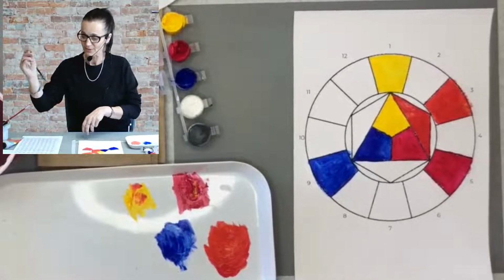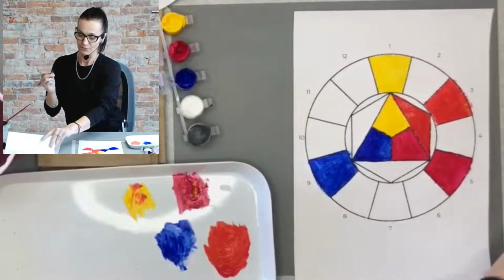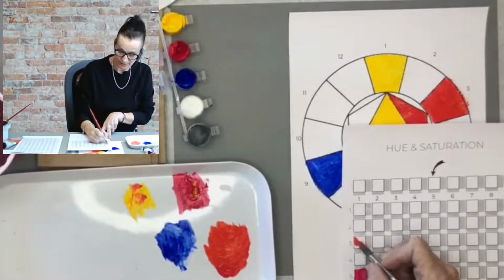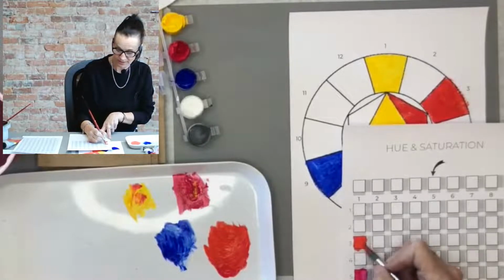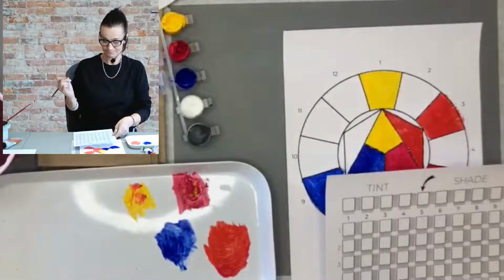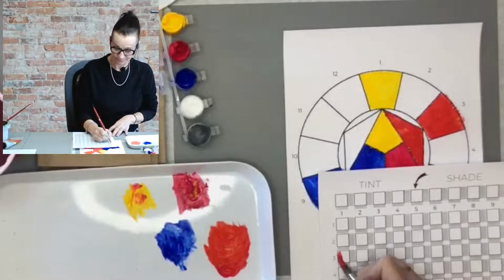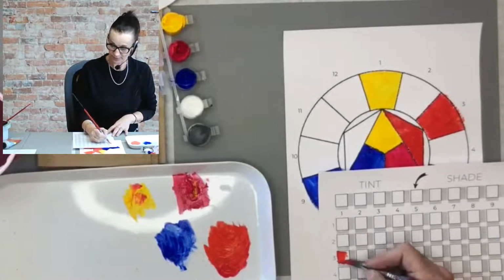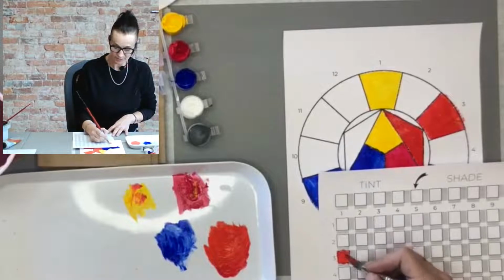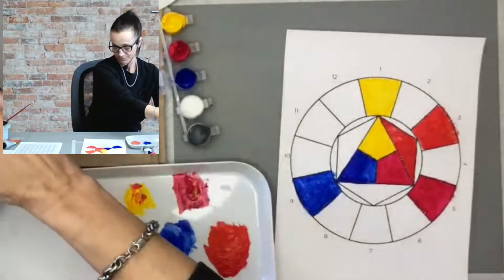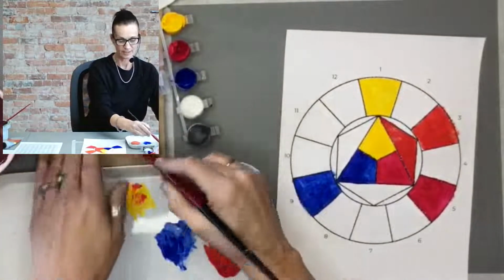So this is number 3. So here's where I want you to now go onto the hue and saturation page and put it in the number 3 spot. There. Just because it's already mixed. It's a mixed color. And then on the tint and shade page, I also want you to put it on the number 3 spot. There. Just building it in there.